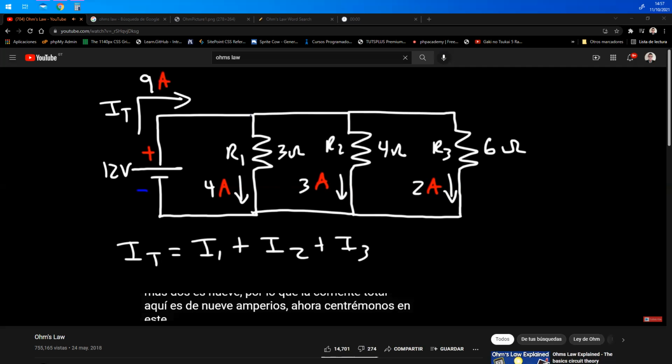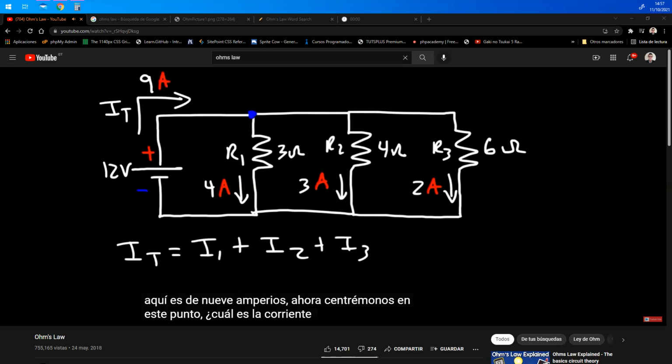Now let's focus on this point. What is the current that is flowing through that branch? Right here, along, let's say, this wire. What is the current in that region?